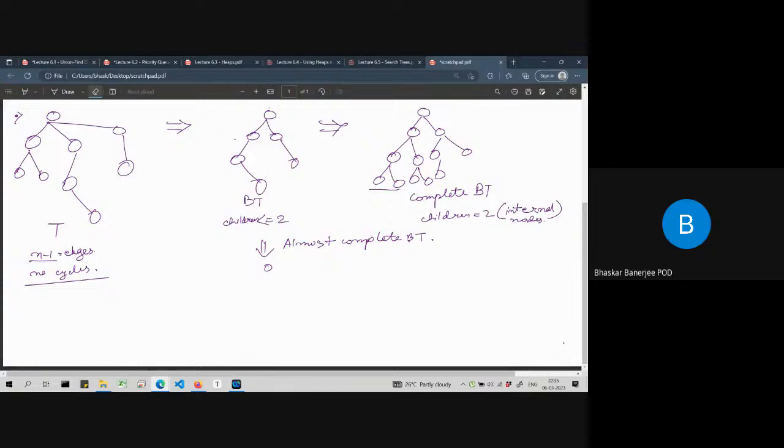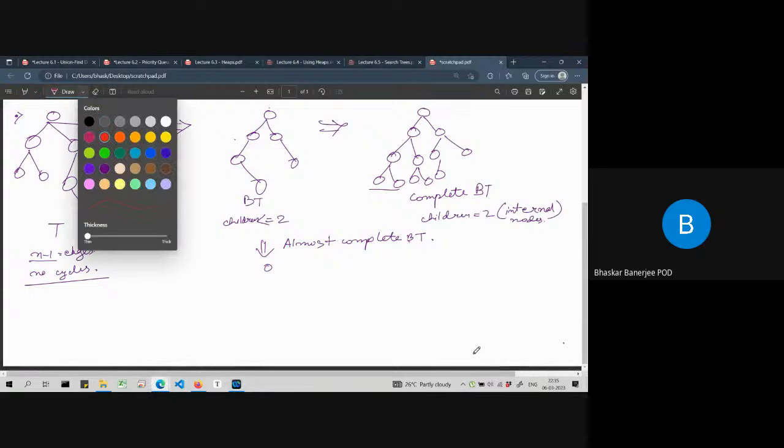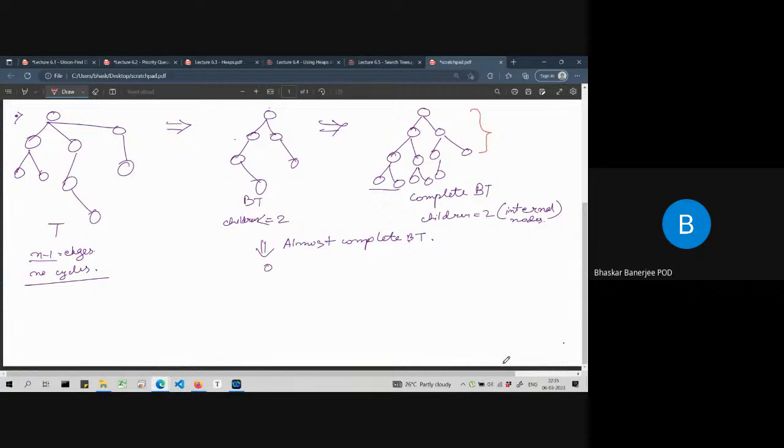That means up to the level before the last, I have to follow the rules of a complete binary tree. In the last level, I can follow the rules of any binary tree. A binary tree means less than or equal to 2, so it can be 0, 1, or 2. That's why this node has, let's say, 1 only. This has 2. This node does not have any children. So in the last level, you can follow the rules of a normal binary tree. All the levels on top, you have to follow the rules of a complete binary tree. That's what we call an almost complete binary tree.